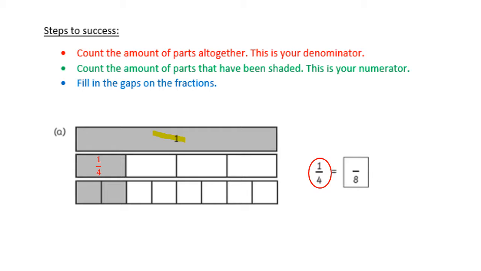So what we need to work out is the second bar below that, so it's the 8ths. Now, if we count the amount of parts all together, we know that's our denominator. So 1, 2, 3, 4, 5, 6, 7, 8. That's our denominator. And then how many parts have been shaded? We've got 1, 2 parts have been shaded. So that's 2/8. Okay, so that's my answer. So 1/4 is equivalent to 2/8.